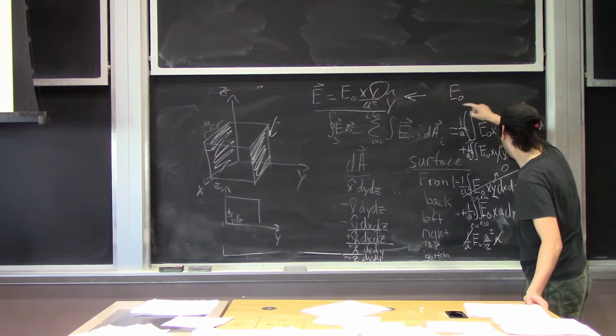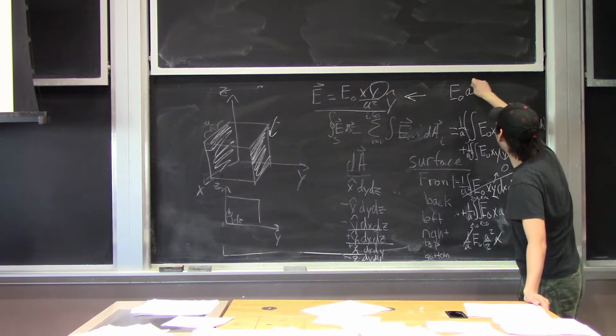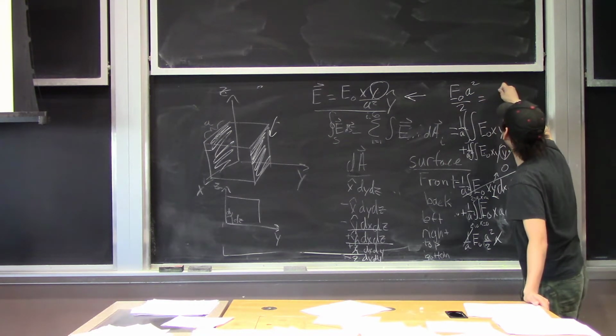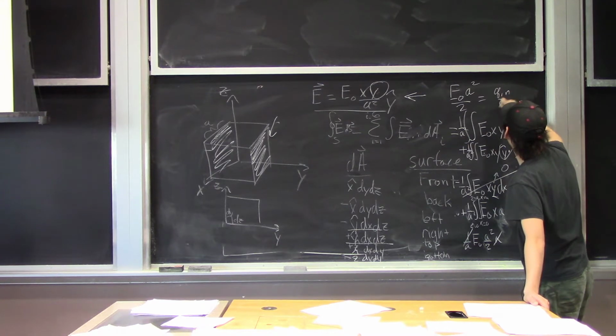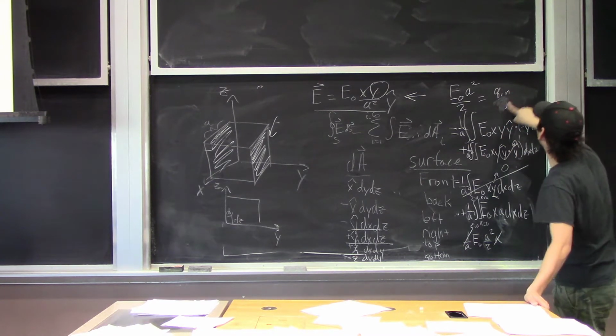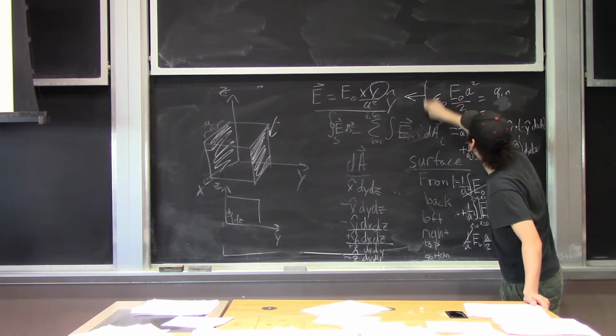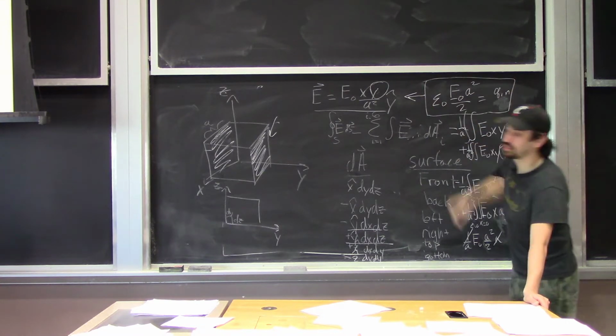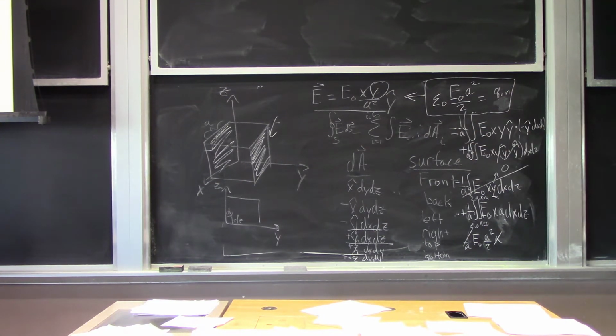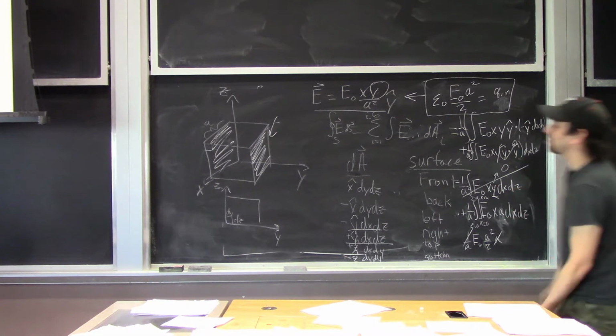So this is going to be the total flux. This is going to be E0 a squared over 2, which is equal to q in divided by epsilon naught. And to find q in, we just multiply both sides by epsilon naught. And that's it.